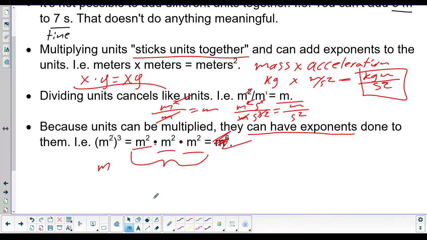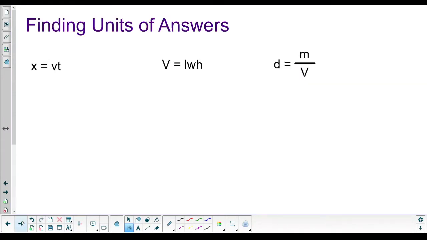Okay? So if you multiply meters times seconds, you get meter seconds. This is janky. That might be something else. But if you have kilograms divided by kilograms squared, this cancels that, and you have just per kilogram, right? So it works like variables. All right. So let's go ahead and find the units for some of these things.